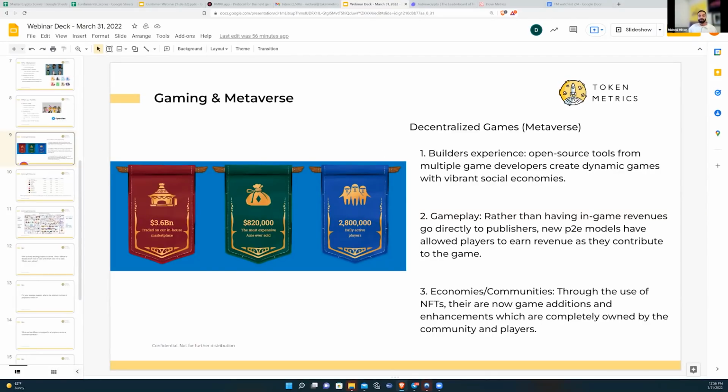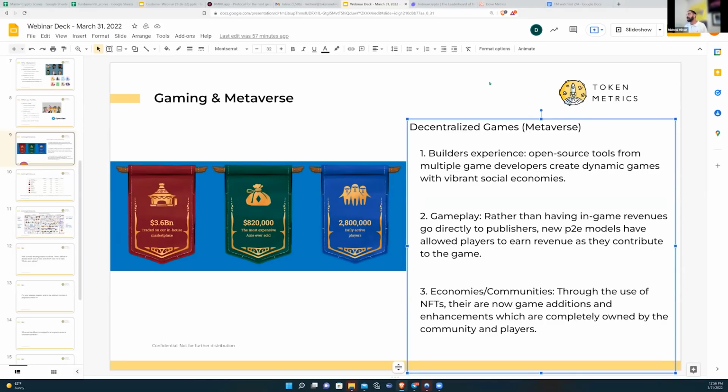So what decentralized gaming is doing for gaming in general and gamers alike is creating a more decentralized framework for builders to build on and gameplay to be developed on as well. Open source tools are being leveraged by these projects to allow gaming developers to create more dynamic games which are composable and have more vibrant social economies.